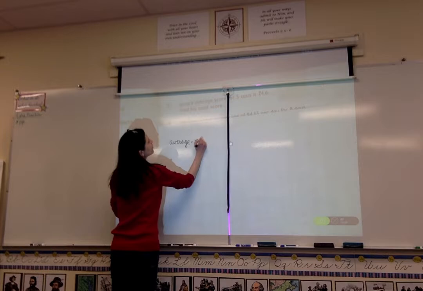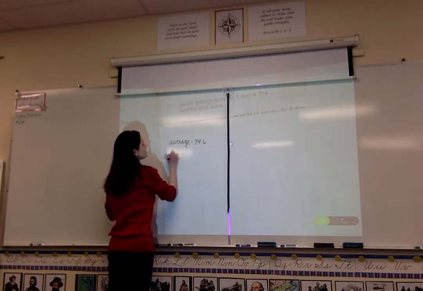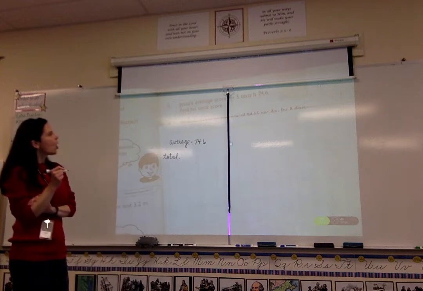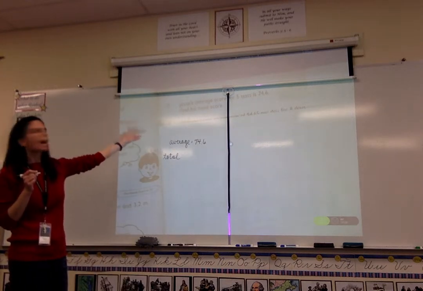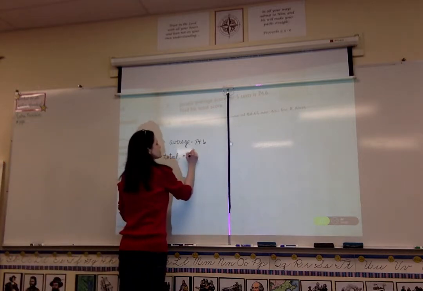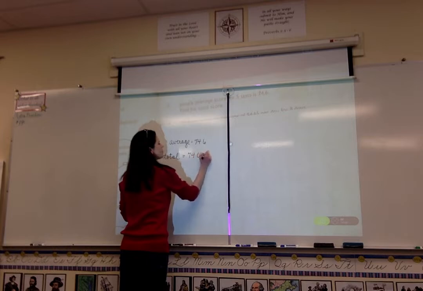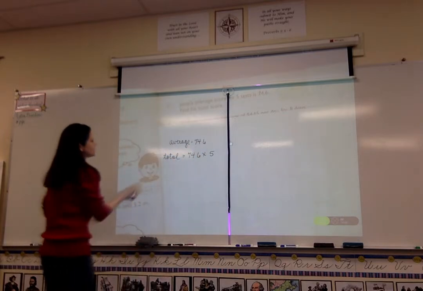Okay, so again, average is 74.6. To calculate the total, we're going to take his average and multiply it times the number of items here, which is 5 tests. So that's simple. 74.6 times 5. Now you are going to have to go off to the side and do the algorithm for this.